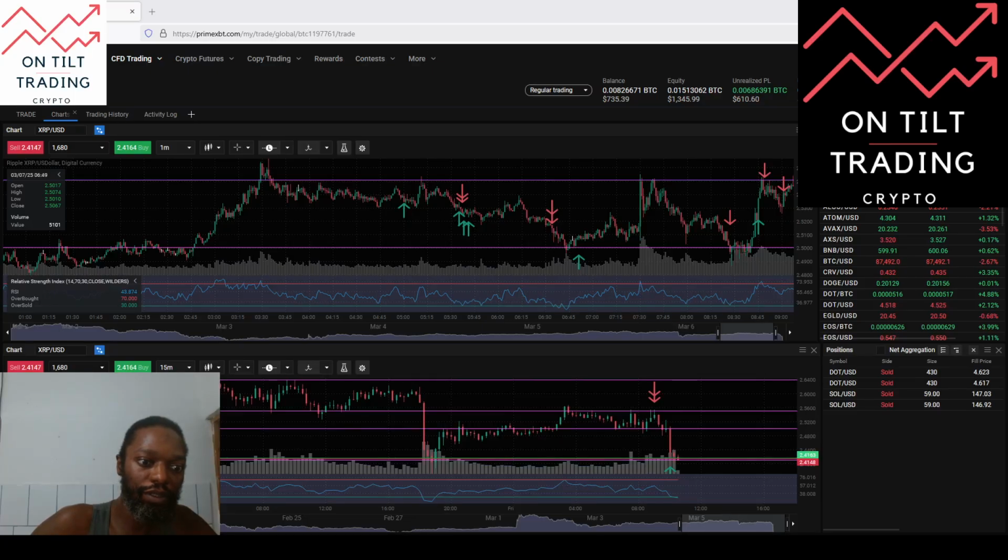This is the 15-minute chart. This is the 1-minute chart. I trade off the 1-minute chart for precision, and the 15-minute chart I keep an eye on for the bigger picture of my trade. This particular trade, I believe, is an R3 trade.